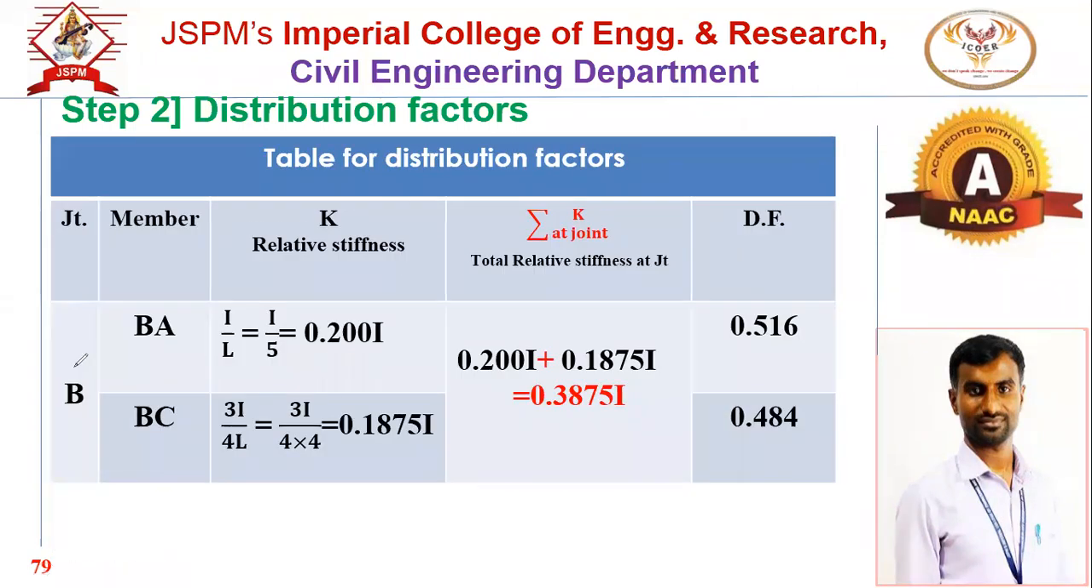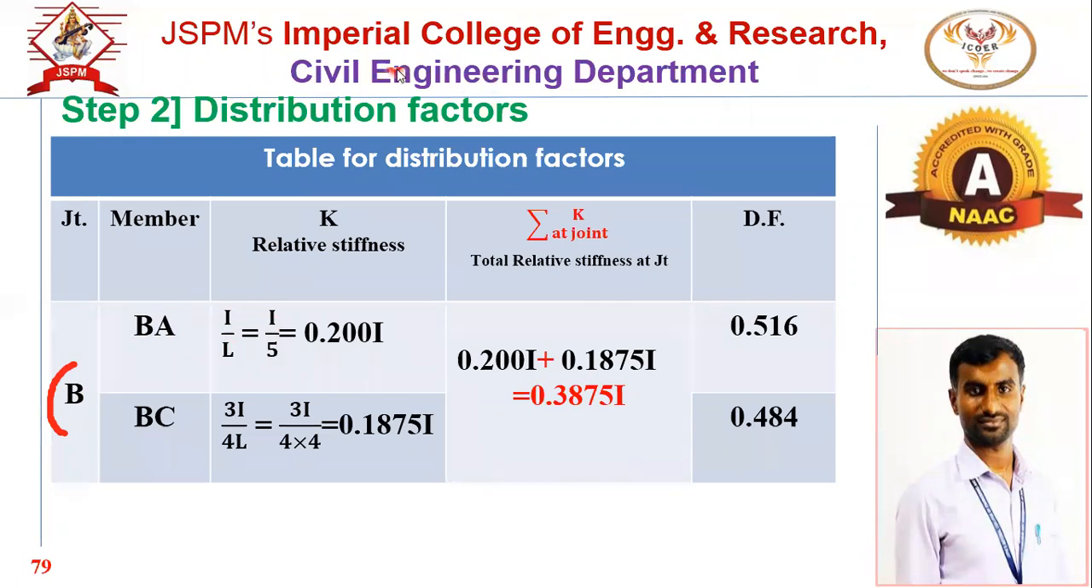Prepare the table format. Consider joint B, because at joint B two members are connected, BA and BC. If you consider the far end A for the BA member, it is fixed. That's why the relative stiffness is given by I by L. L is 5, so I by 5 is 0.2I.